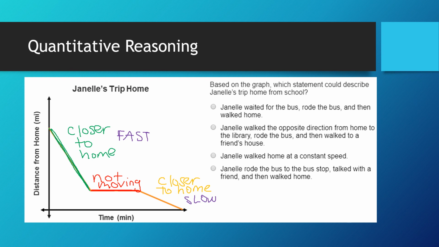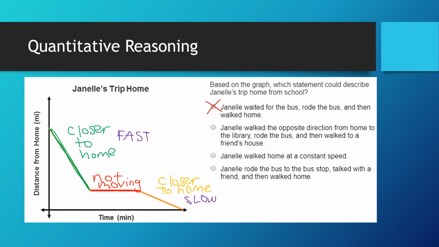So the first option says Janelle waited for the bus, rode the bus, and then walked home. Well, if she waits for the bus at the very beginning, that would mean that time is going on, but she's not moving. And that's not true. Our very first piece of the graph shows movement. So that first choice is going to be incorrect. She doesn't wait first. She's moving first.